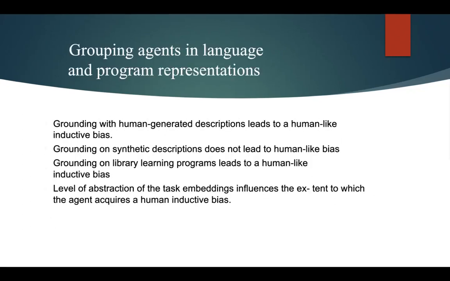Grouping agents in language and program representations and auxiliary losses improved performance on human-generated tasks, as this makes the agent more human-like, but reduced performance on machine-generated tasks. The grouping on library learning programs led to a significant human-like inductive bias, and the level of abstraction of the task embedding influenced the extent to which the agent acquires this bias.